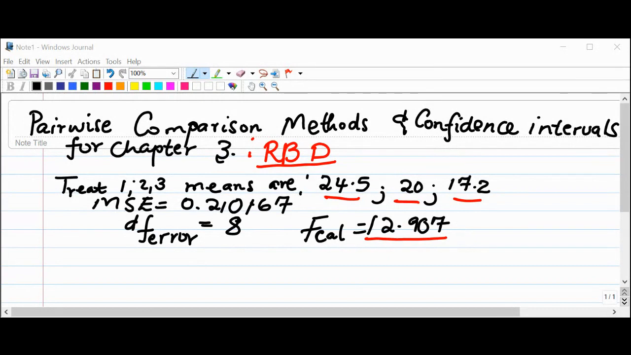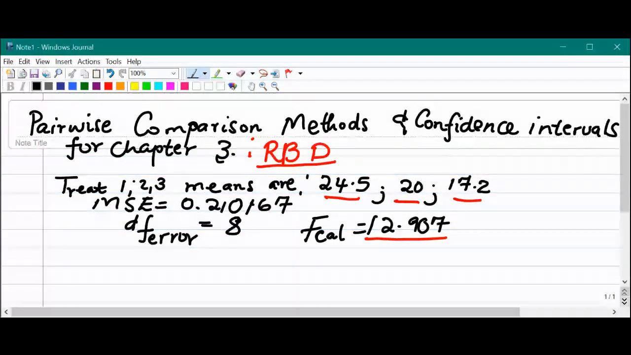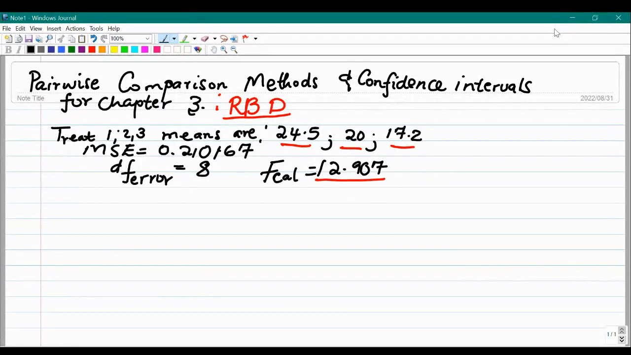This is a class example, right? Randomized block design. You did this problem with Mr. Luo. You said your F was 12.9 and the degrees of freedom of error is 8. When we want to do pairwise comparison, this is the information that we need, isn't it? We need the MSE, the degrees of freedom of error, F calculated, and how many treatments we have. So T is equal to 3.